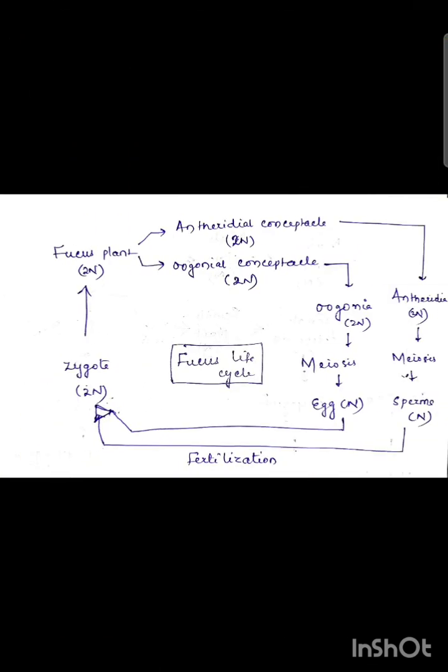So this is the overall life cycle of Fucus. Fucus plant has antheridial conceptacle and oogonial conceptacle. Oogonia and antheridia are the female and male sex organs. Upon meiosis, oogonia produce eggs and antheridia produce sperms. They fertilize and fuse with each other to form a diploid zygote, which germinates to produce the diploid Fucus plant.